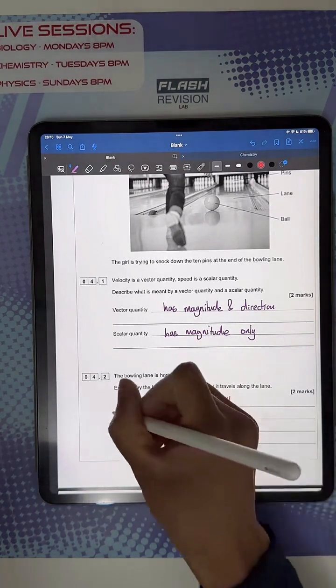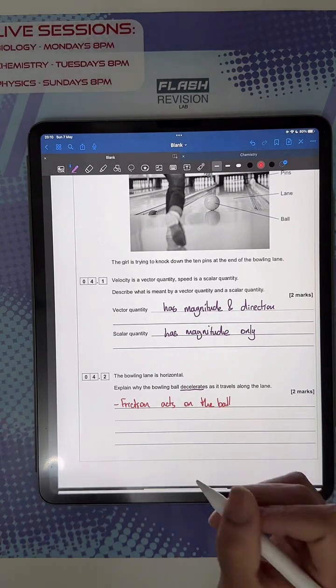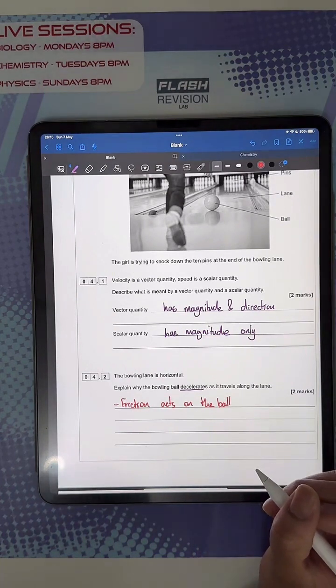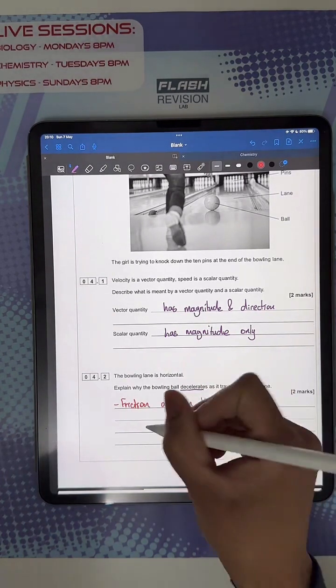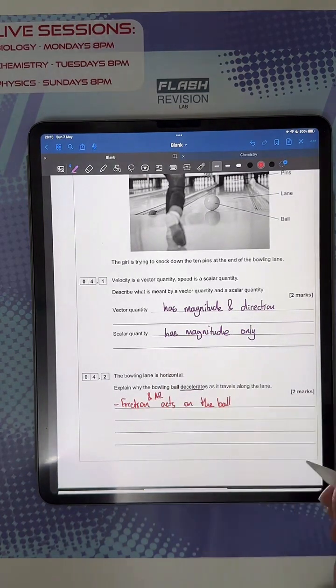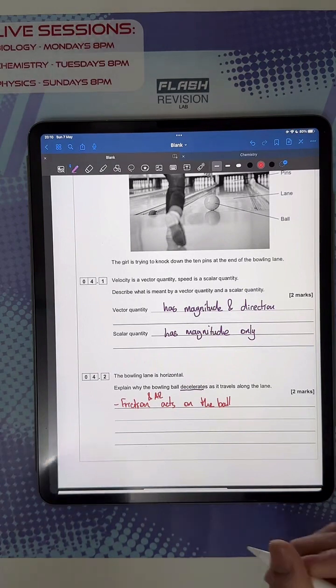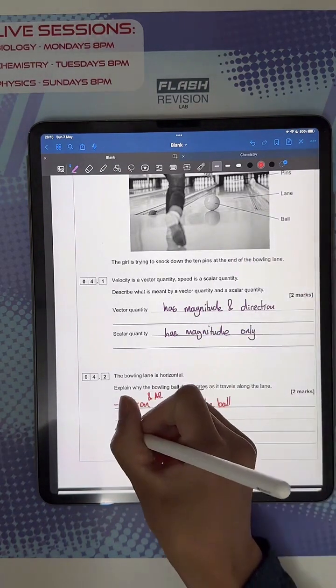So friction acts on the ball. That's one of the marks. I don't think anyone said the second mark yet. What makes it slow down? What else is it about the friction that makes it slow down? No one? Air resistance. You can say friction and air resistance here if you want. They're both acting on the ball, so they're both worth the first mark. The second mark is, yep, someone said that. It's an opposing force. It's acting in the opposite direction to the movement of the ball.